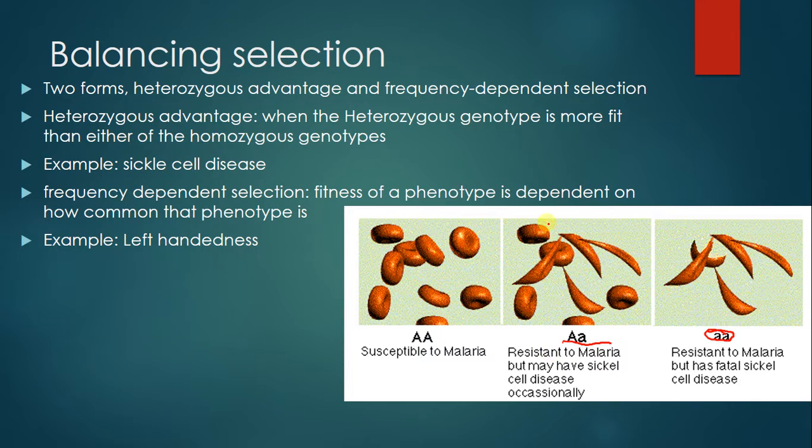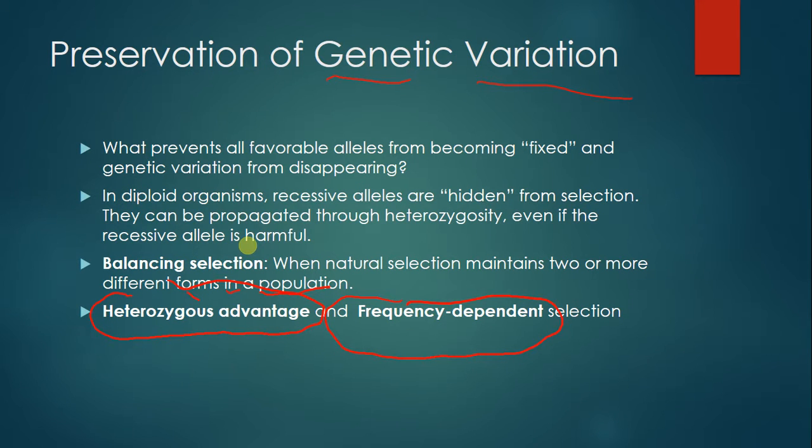So in Africa, where areas of high incidence of malaria are present, this heterozygous phenotype offers a significant advantage and allows for the preservation of this harmful allele in the population. Second example is frequency-dependent selection. And that's when the fitness of a phenotype is dependent on how common that phenotype is in the population. An example I'm going to use is left-handedness. So, people who are left-handed in class, this is you. So, left-handedness is a balancing selection.